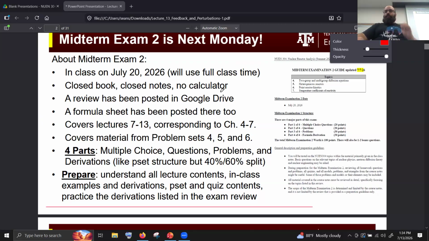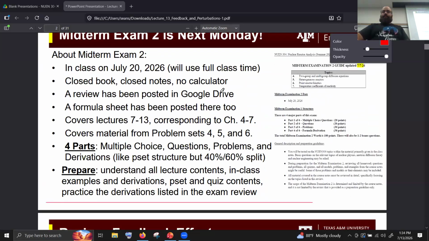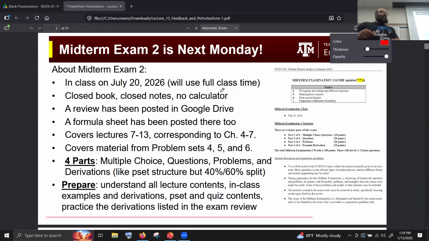So today's lecture 13, we're going to talk about feedback and perturbations. A friendly reminder that exam 2 is going to be on Monday, which is a week from now. That exam is the same format as exam 1. You have a formula sheet on the Google Drive that will be available to you on the exam. Make sure you are studying that formula sheet and know what formulas are on it. You don't want to go into the exam blind, not knowing what is on there.